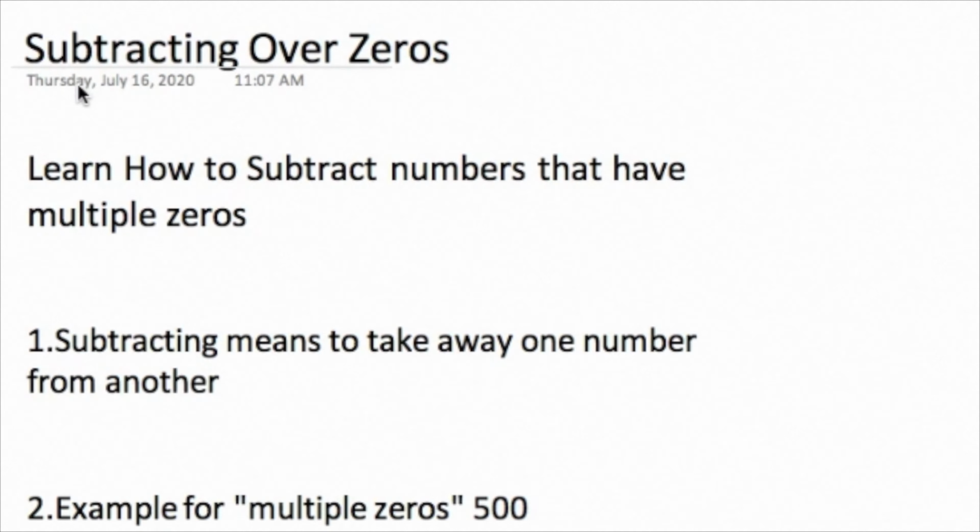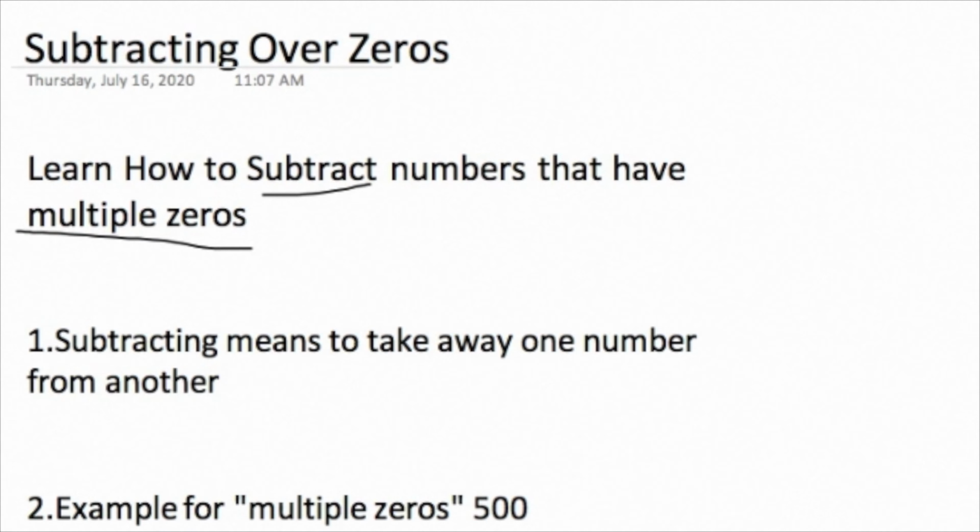Today we'll be talking about subtracting over zeros. That basically means subtracting a number with multiple zeros in it, like 500, by another number. Our lesson objective for today is to learn how to subtract numbers that have multiple zeros.